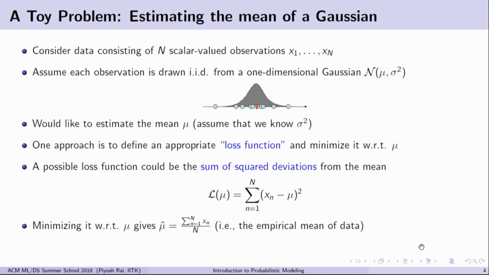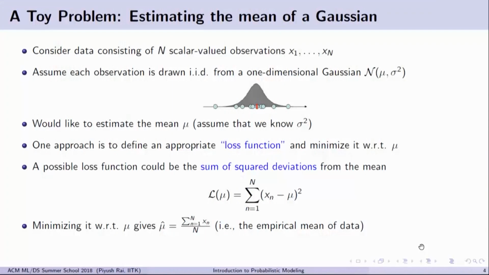If you do this exercise, it's a couple of lines of simple calculus. If you take the derivative with respect to mu and set it to 0, you will get the estimate of the optimal mu, which I'm denoting by mu hat, as the sum of all the xn's divided by n. Okay? So this is what you will get as an estimate of the mean. And this is nothing but the empirical mean of the data. You're just taking all these n observations that you have, and then you're taking the empirical mean.